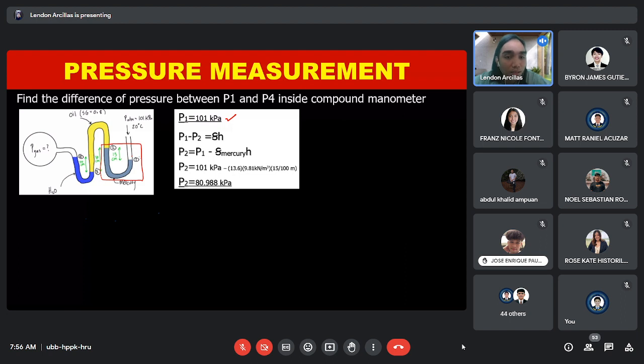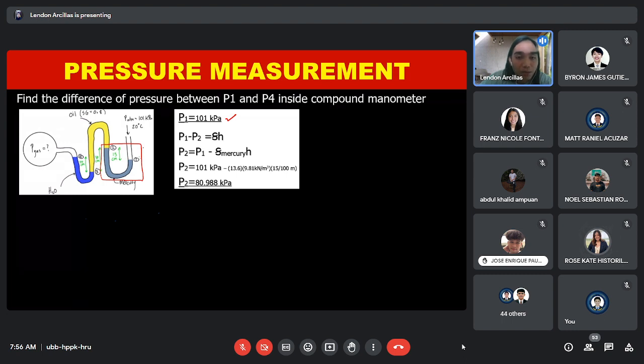Saan nga tayo magsasubtract? Doon sa first natin isasubtract yung nasa baba. Okay? So P1 minus P2. Kuha ba? Yes po. So, P1 is greater than P2 dahil nasa baba siya.